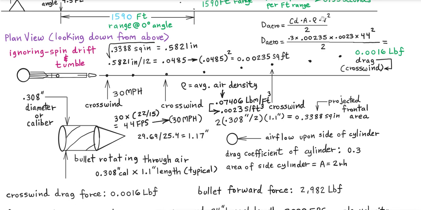So we enter that in for rho, air density, here, and then we convert the 30 miles per hour to feet per second. So there are 22 feet per second for every 15 miles per hour. So that's 44 feet per second quantity squared divided by 2. So we calculate a crosswind drag force of 0.0016 pounds force. So now we're done with the aerodynamics portion of the engineering physics analysis.